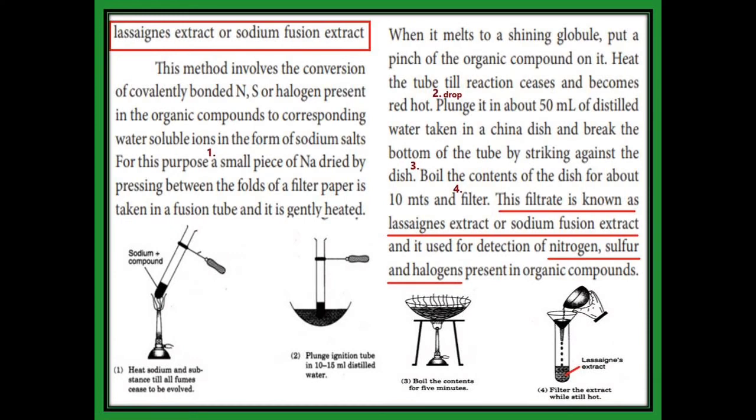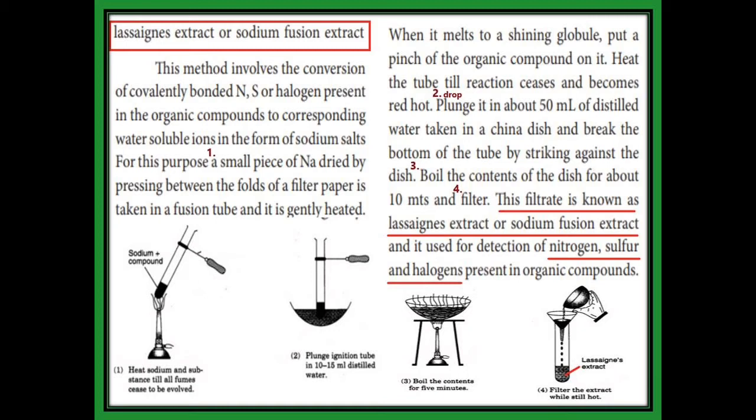To find out the elements nitrogen, sulfur, halogen that are present in the organic compound, before that we have to prepare one extract. The name of the extract is Lassaigne's extract or sodium fusion extract. Why we have to prepare this extract? We know very well organic compounds are covalent compounds, so the nitrogen, sulfur, halogens are covalently bonded with that compound.